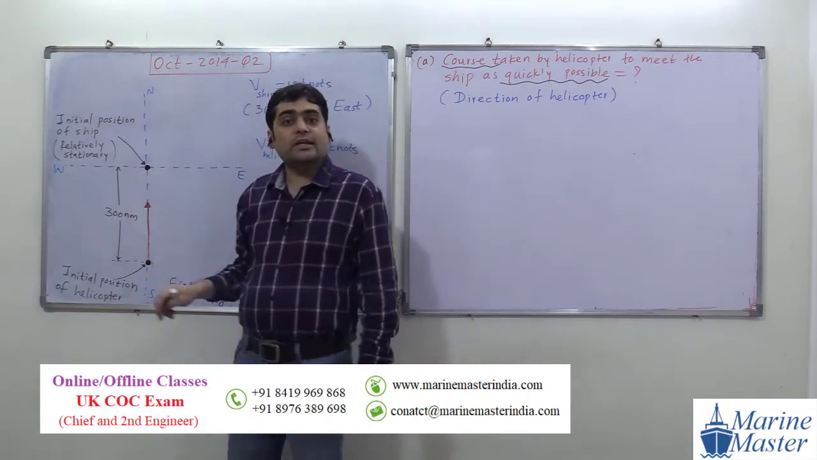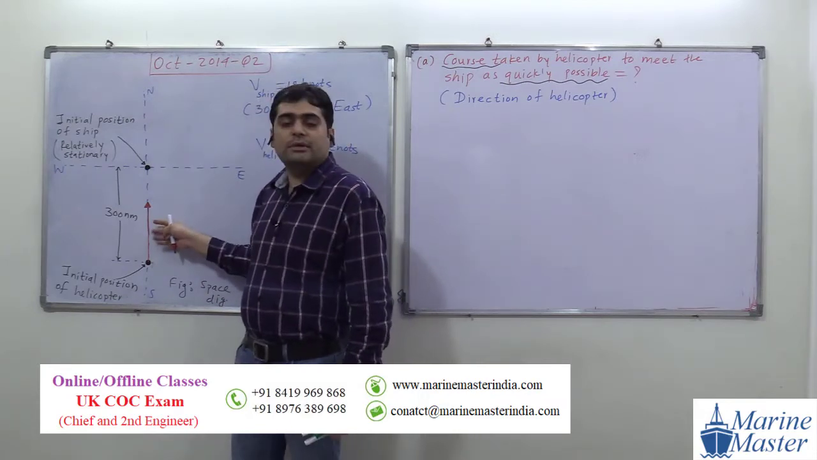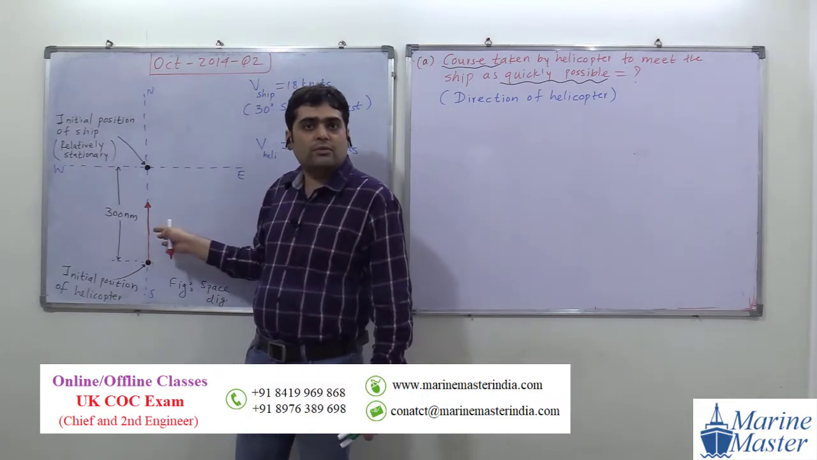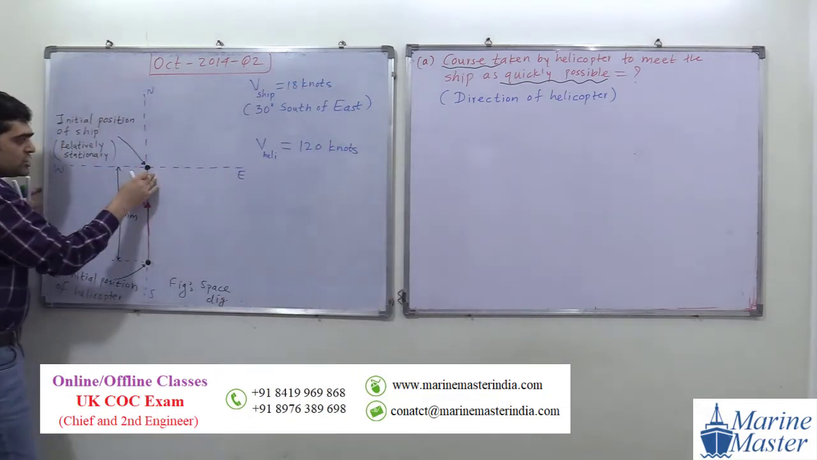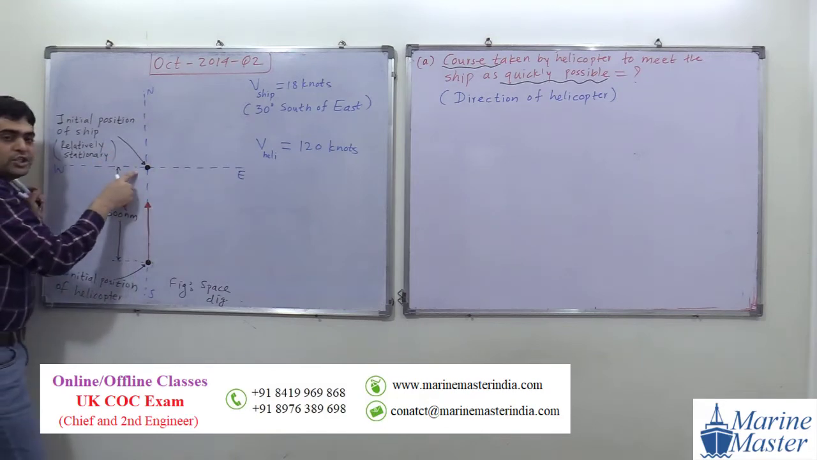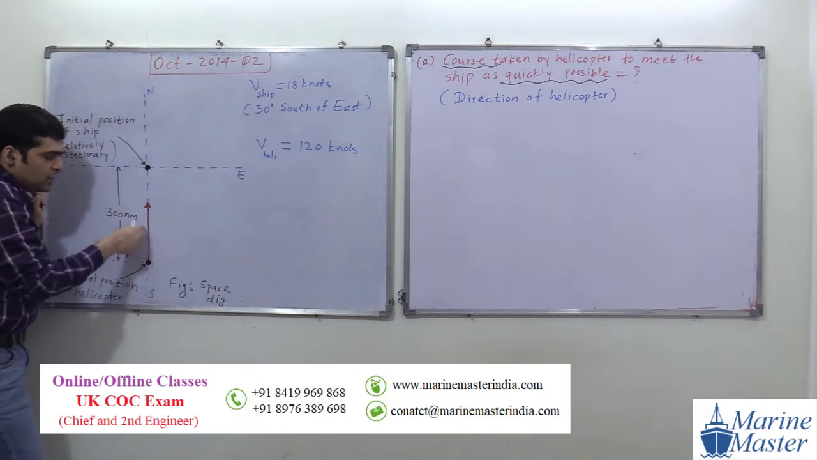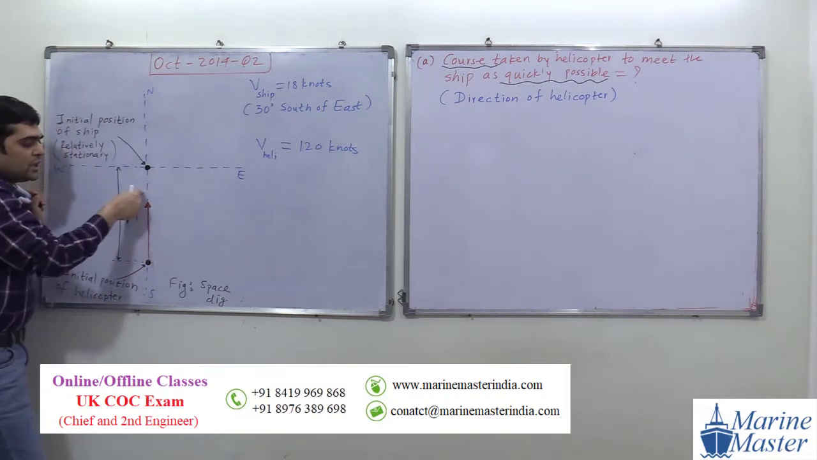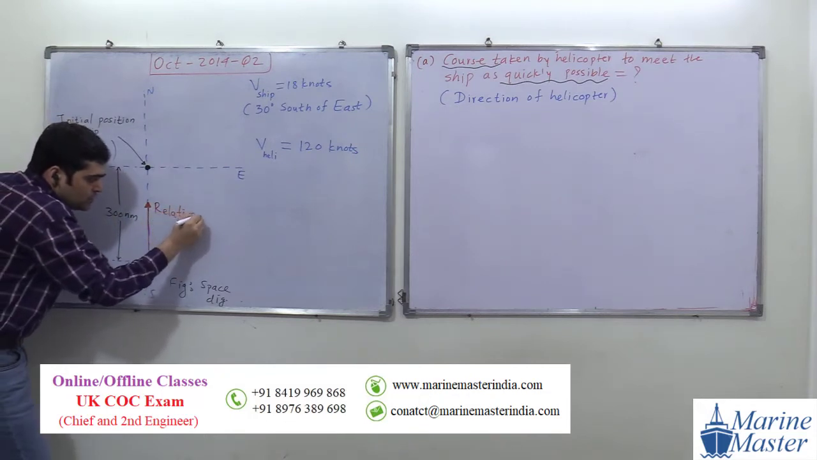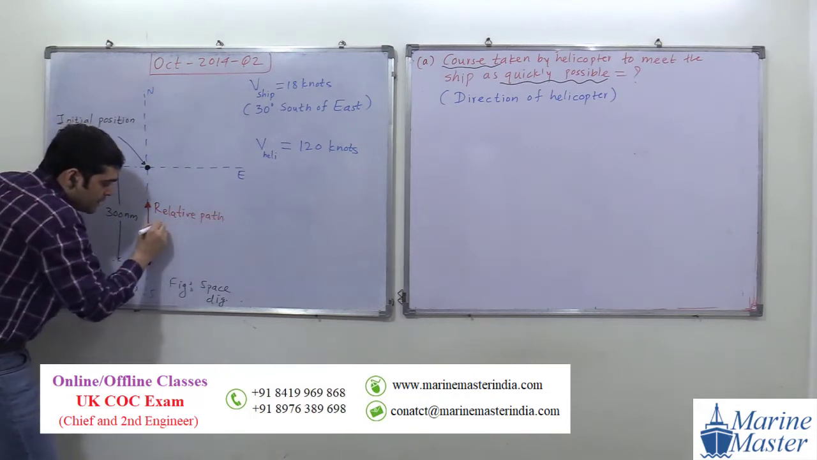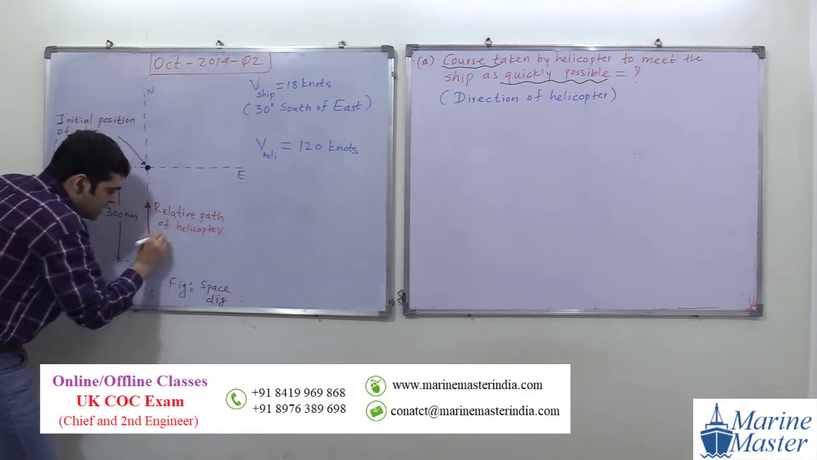And here the ship is relatively stationary. What is the meaning of this? This path is a relative path. Guys, if you are making the ship relatively stationary, it means the observer is on the ship. So when the observer is on the ship and the helicopter is following this path, what is the meaning of this path? Relative path of what, everyone? Relative path of the helicopter with respect to what?